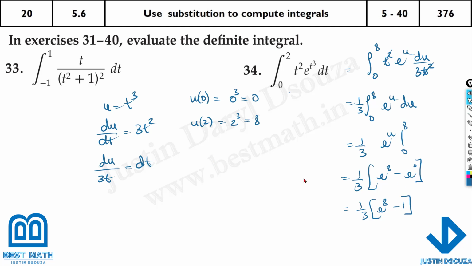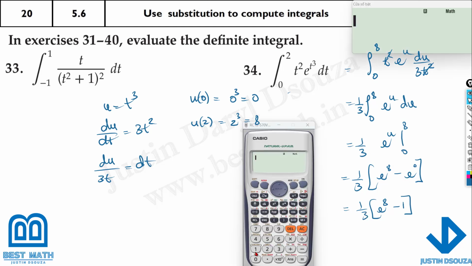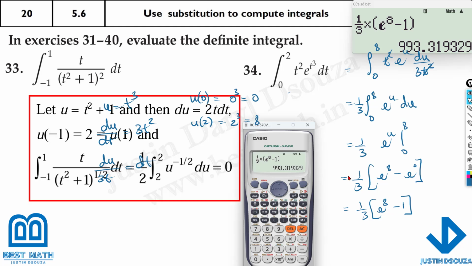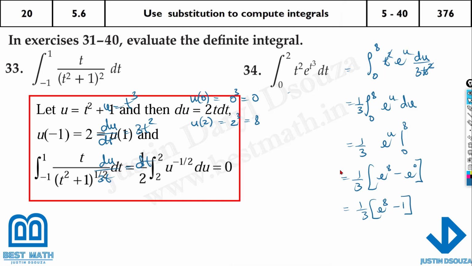You can put that in the calculator, or you can leave it over here. It's fine, because you applied the limit. Even if you leave it after just applying the limit, you must get the full marks. So now what I will do is I'll just type it out. 1/3 multiplied with e, I can just press shift and ln. You get e to the power 8 minus 1, close the bracket. Reason is e to the power 0 is 1. It's 993.31, but let's see how they have solved it.